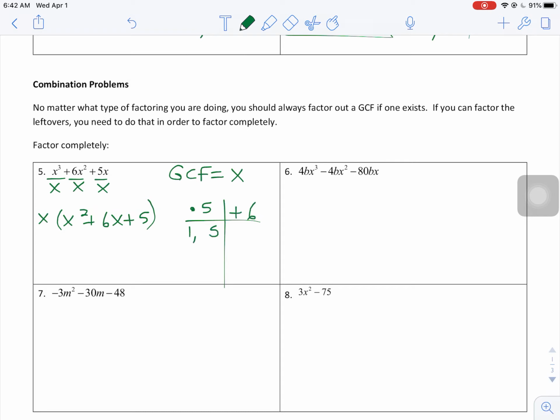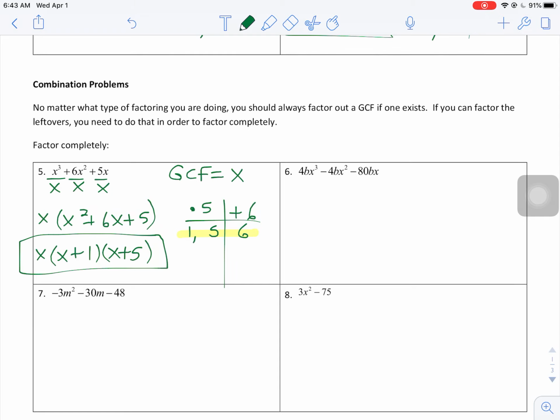So I want two numbers that multiply to 5 and add to 6. So 5 divided by 1 is 5. 1 plus 5 is 6. So the very first two numbers I tried worked. So I'm going to drag down the x in front, and then I'm going to factor the trinomial like we've been doing the whole time. So the only new thing with 5 was just the fact that now we have that greatest common factor out in the front, and then the leftovers were the basic trinomials like we did in number 3 and number 4 in the warm-up. Why don't you pause the video and try 6?